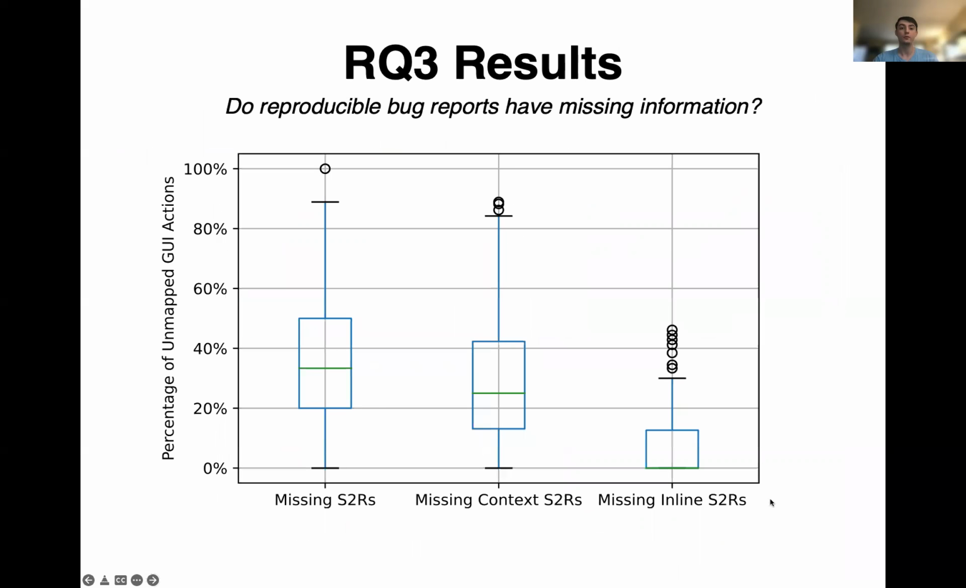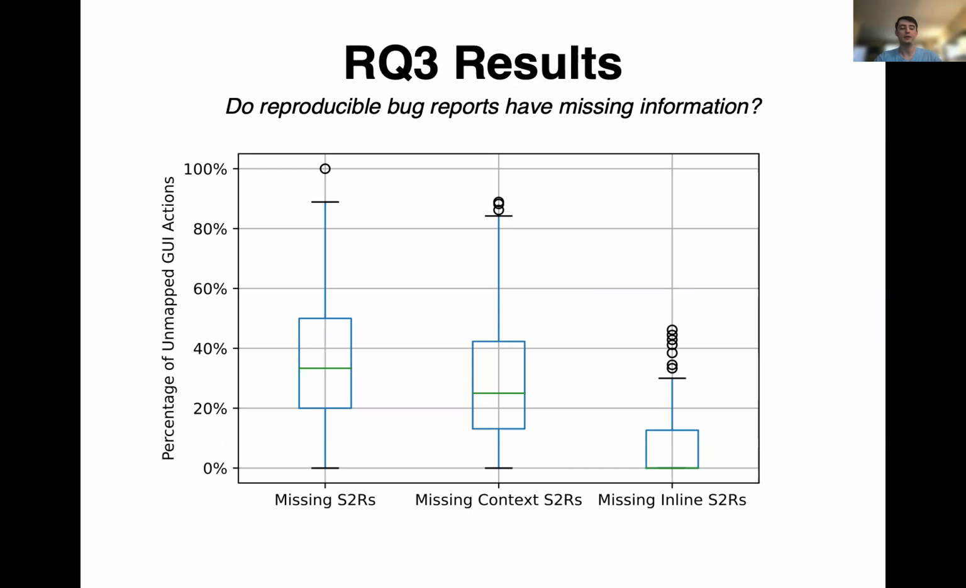RQ3 asks if reproducible bug reports have any missing information, and the answer to this question is a pretty strong yes. A large percentage of bug reports, at 92%, had at least one missing step to reproduce, and 43% of all GUI actions in our scripts were missing steps to reproduce. These steps to reproduce were divided up into context and inline S2Rs.